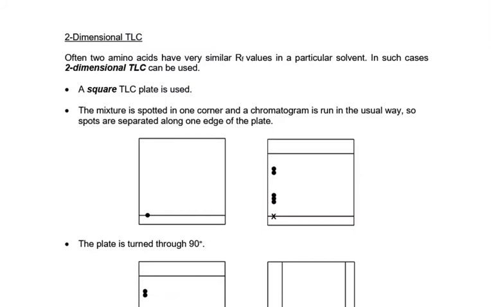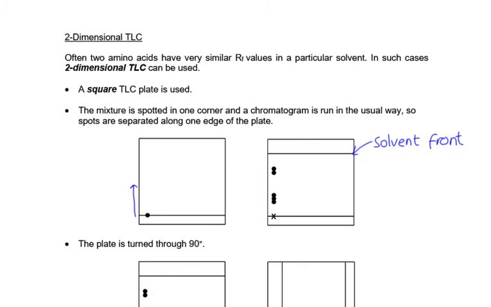Sometimes, because amino acids are very similar structures to one another, they will have very similar RF values in a particular solvent. And if that's the case, we can actually do something called two-dimensional thin layer chromatography, and that will allow us further separation. So we're going to use a square plate, and we're going to start by spotting in the bottom left-hand corner and running the plate in the usual way. So we run it, and these spots are going to separate off in this direction. And we draw on our solvent front, and we can measure the RF values. And we've got our separated spots.